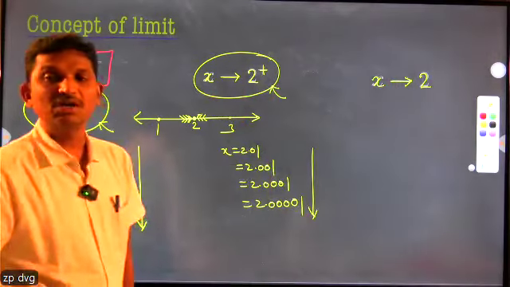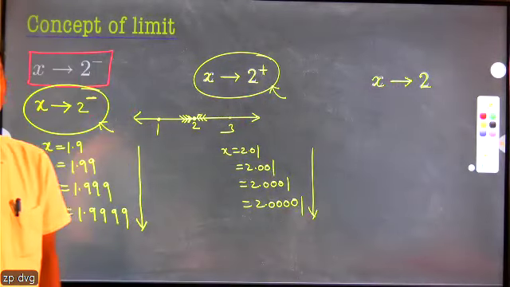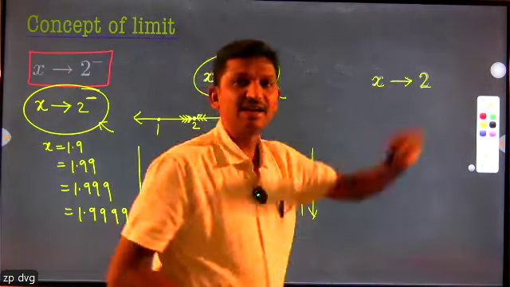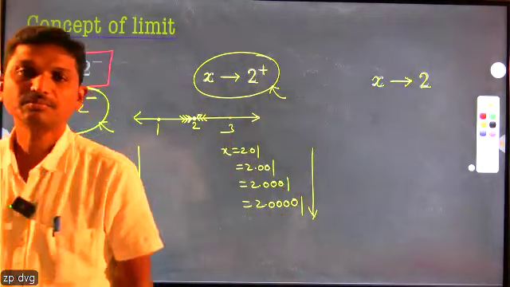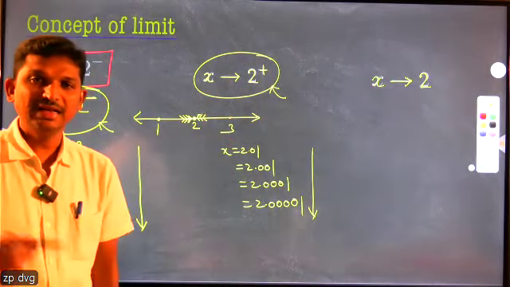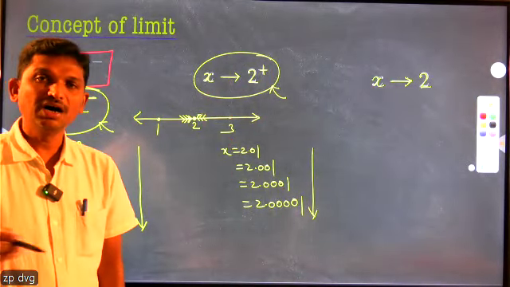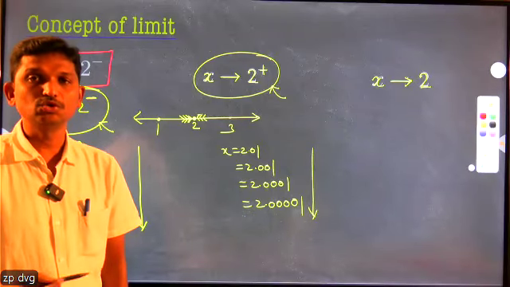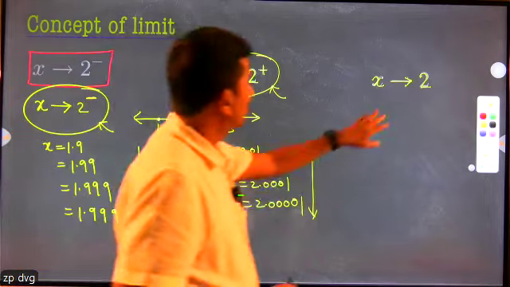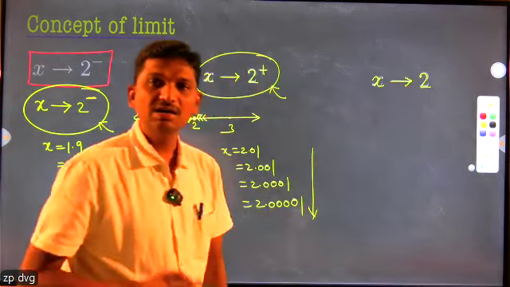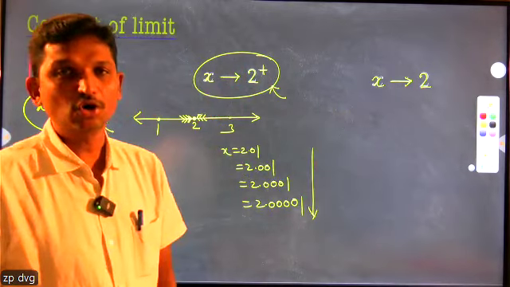What does it mean? What are the x values? How do you read it? X approaches 2. X is tending to 2, right? It means that all x values are slightly less than 2, or all x values are slightly greater than 2, but not 2. This indicates that x values are slightly less than 2 or slightly greater than 2, but not 2.